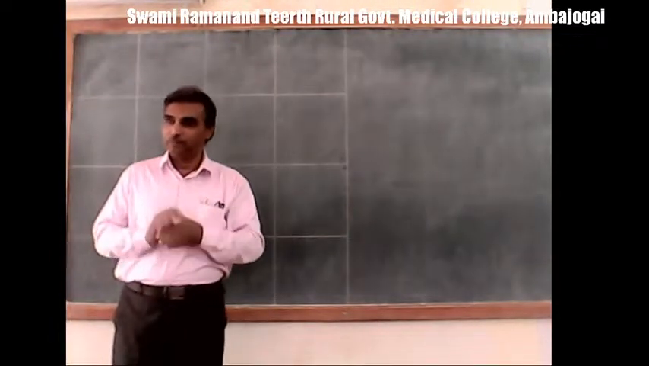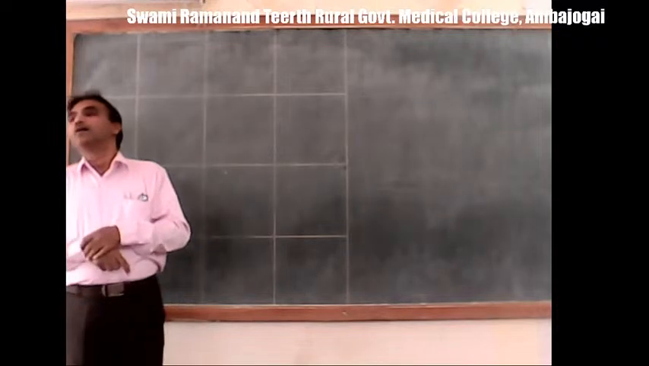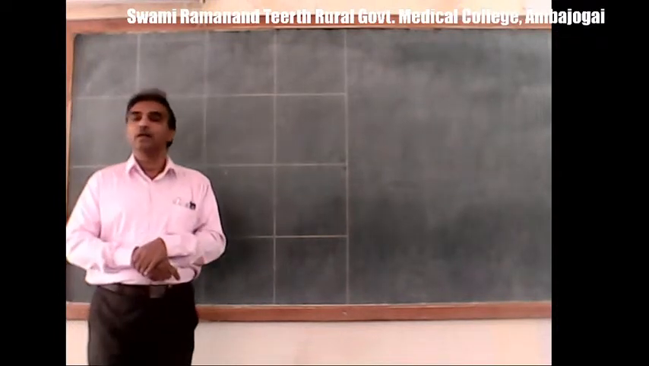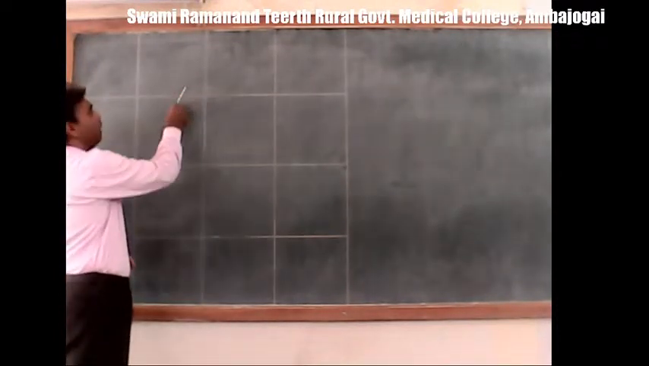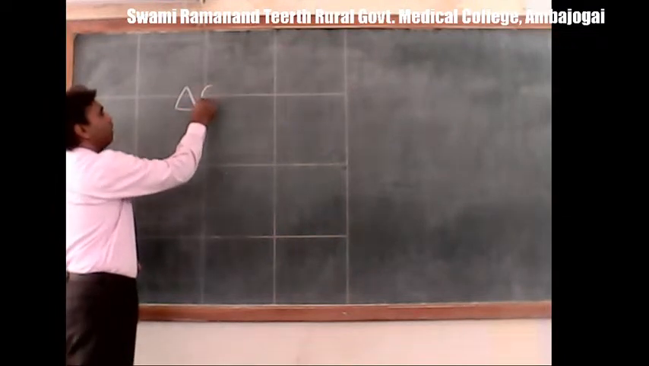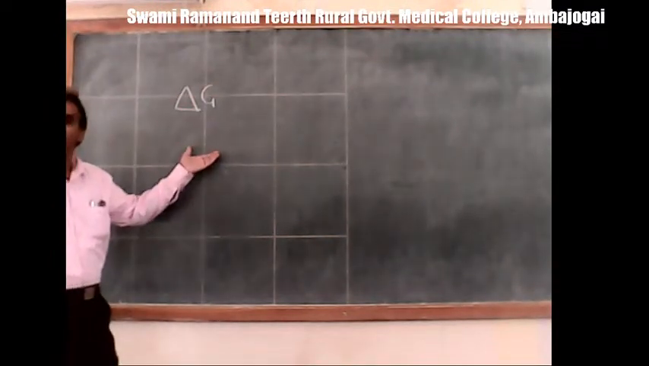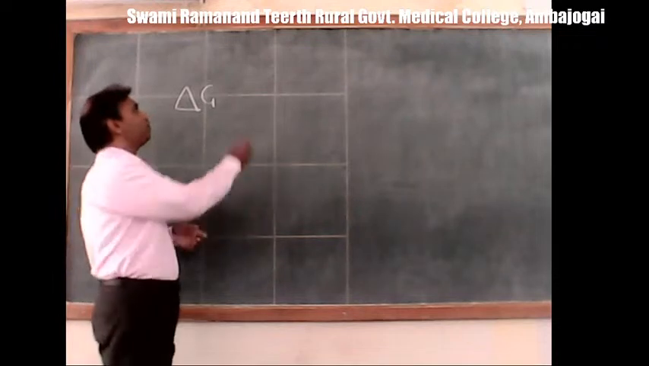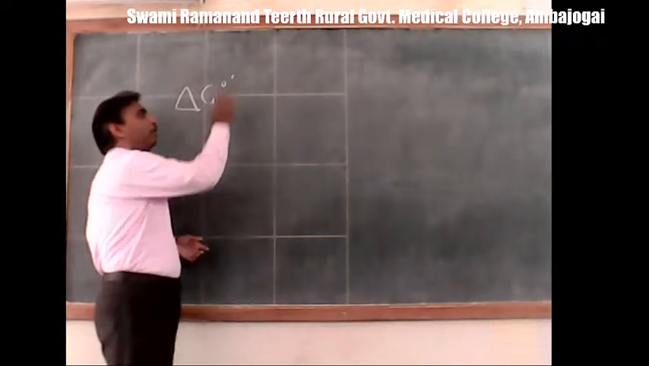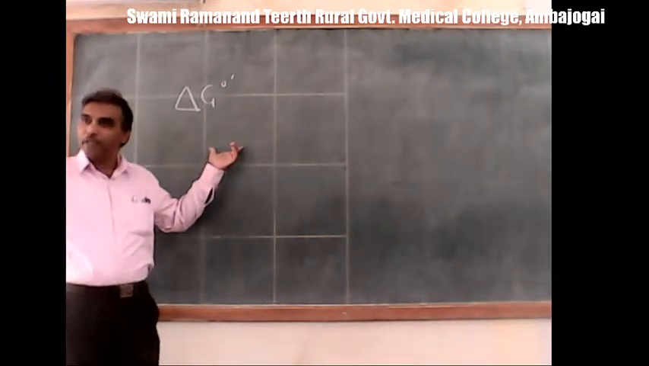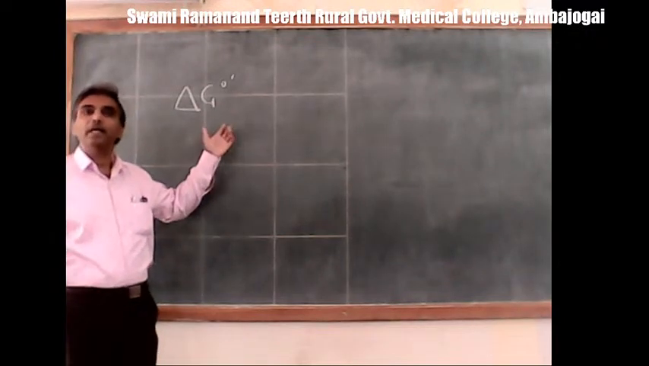Last time, what we have seen is the Gibbs free energy, that is denoted by delta G, then standard Gibbs free energy at pH 7 is denoted by delta G0 prime.